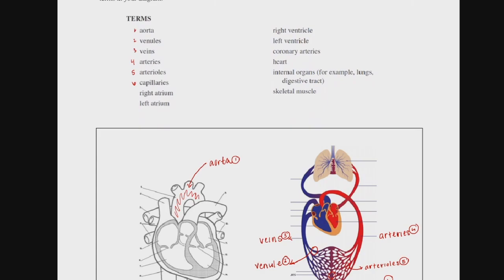Moving more specifically to the heart, we have the right atrium, which is found right here. I know that it can get, oh, that is wrong. Sorry, people. Got that mixed up with the ventricle.